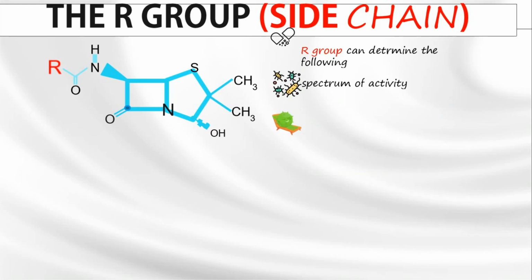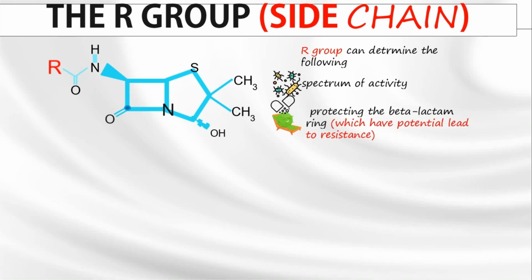Next, we turn to beta-lactamase resistance. The R group plays a pivotal role in protecting the beta-lactam ring from hydrolysis by these bacterial enzymes. Bulky R groups, such as those found in methicillin, create steric hindrance that limits enzyme access, thereby enhancing the drug's efficacy against resistant strains. This strategic modification is crucial in the ongoing battle against antibiotic resistance.